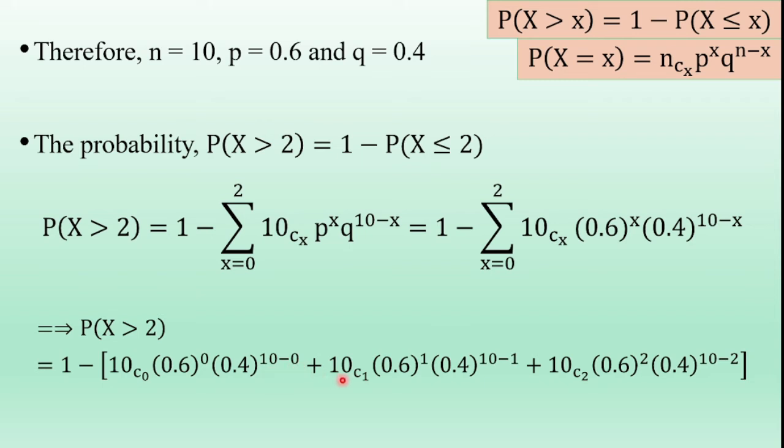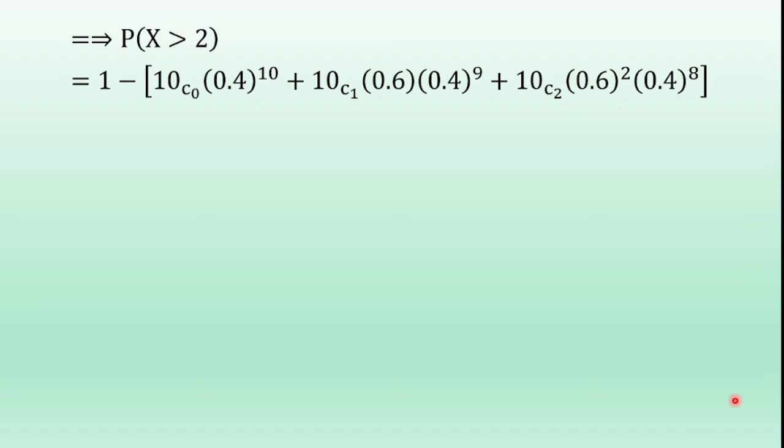Next substitute x is equal to 1, plus 10C1 into 0.6 whole to the power of 1, 0.4 whole to the power of 10 minus 1. Next substitute x is equal to 2, plus 10C2 into 0.6 whole square, 0.4 whole to the power of 10 minus 2. And reducing the RHS term: 10C0 is 1, 0.6 whole to the power of 0 is 1, 10C1 0.6 into 0.4 whole to the power of 9, 10C2 0.6 whole square 0.4 whole to the power of 8. Using this expression, find out 10C0, 10C1, 10C2.